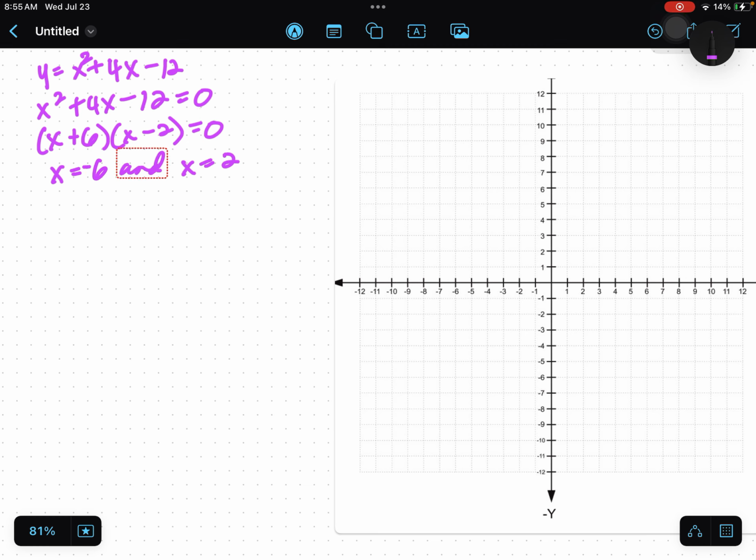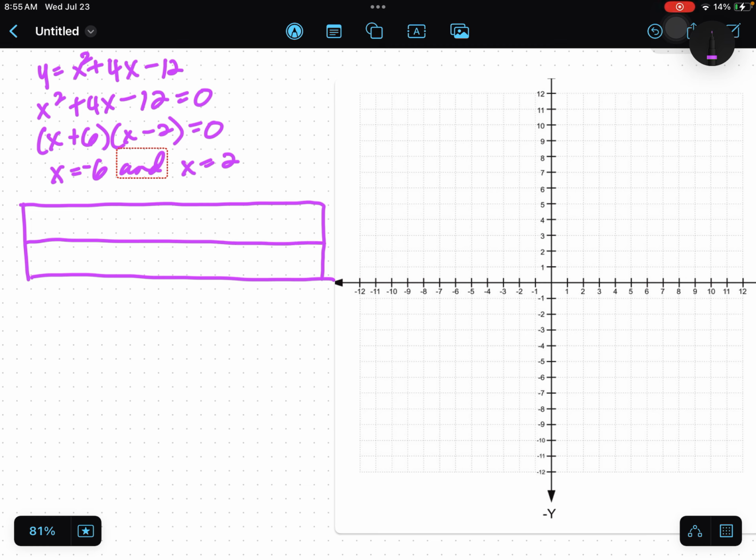So again, sabi ko nga, ang gagawin po natin ay we will create a table of values that contain all of the values that we have. Magsisimula tayo dun sa smaller root, which is negative 6. And then we're just going to continue up until our second root, which is positive 2.